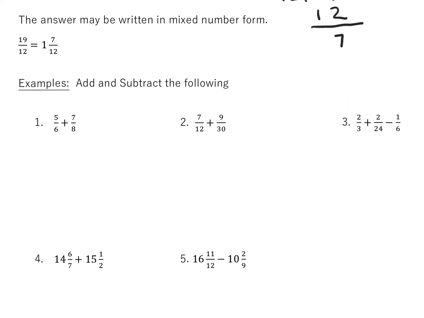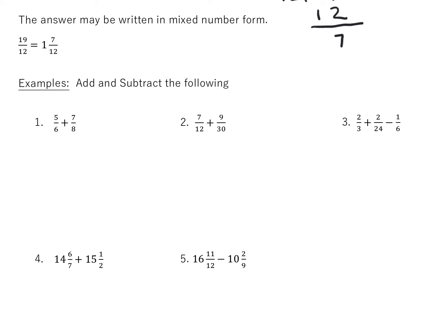Now I imagine if you're like most students, that's still somewhat confusing. So let's go ahead and do a few examples. Take a look at number 1. Our denominators are not the same. They are 6 and 8, which means we need to find a common denominator.